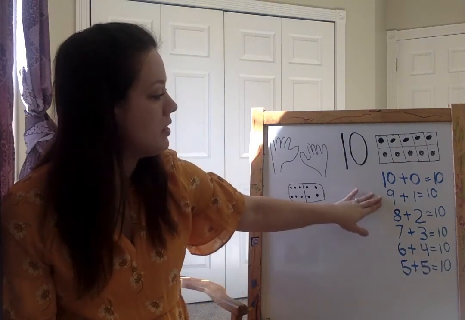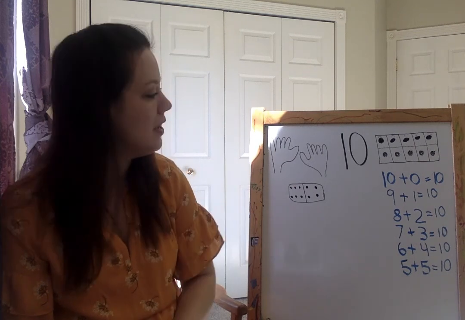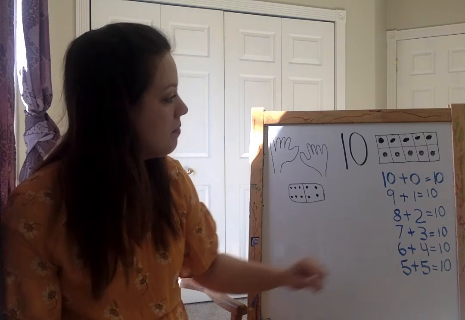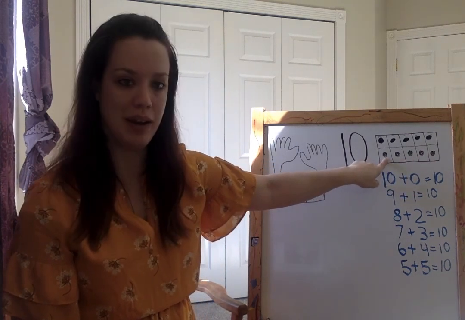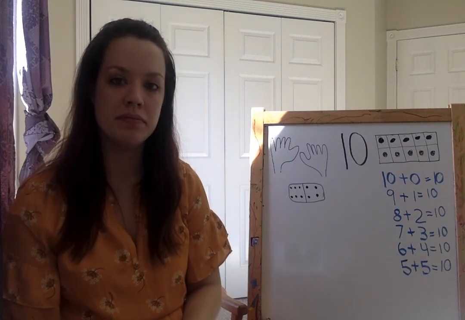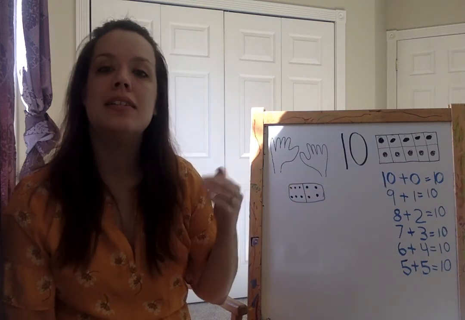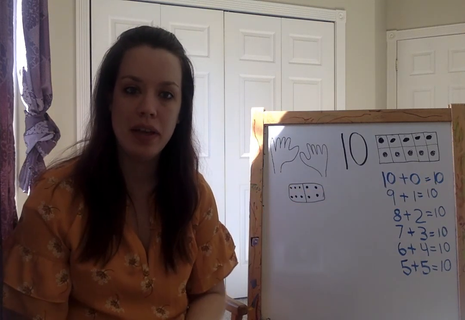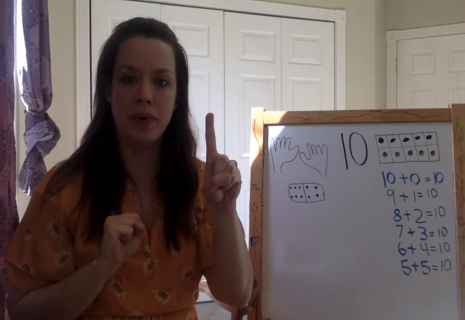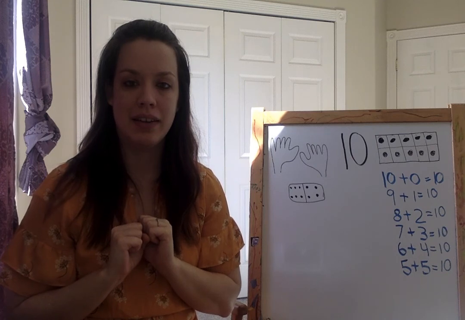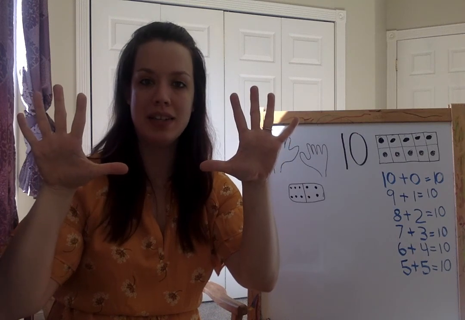You can also switch the direction of any of these equations, and they will still make 10. The difference is if we had started taking numbers out of the end of our 10 frame instead of the beginning. So 10 and 0 make 10, but 0 and 10 also make 10. 9 and 1 make 10, but 1 and 9 more also make 10.